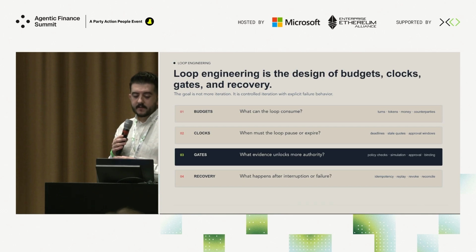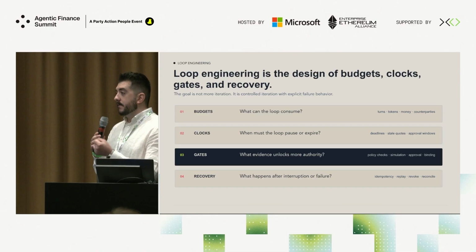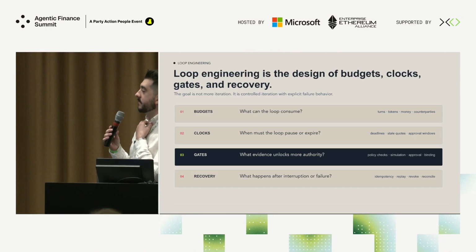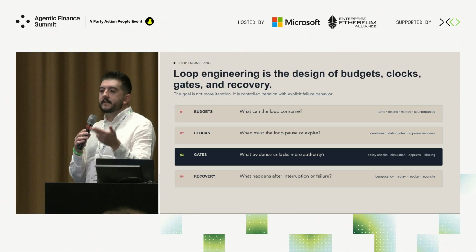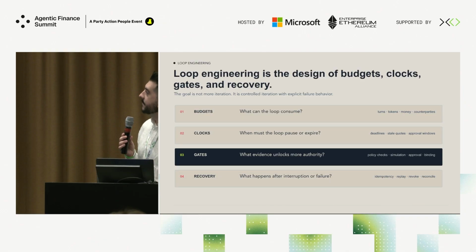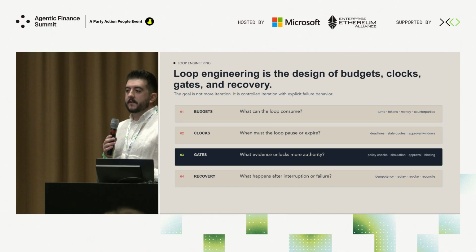And then gates, when should the agent stop? And recovery, if there is something wrong, if the agent makes a wrong decision or hallucinates a little bit, can it recover in the next turns in that specific loop? Those are 4 different dimensions. Basically think about different loops in financial systems.